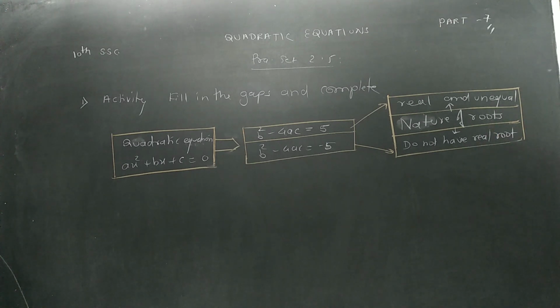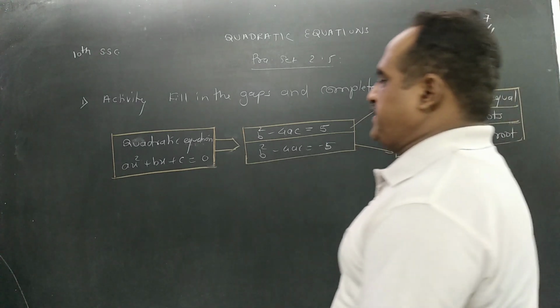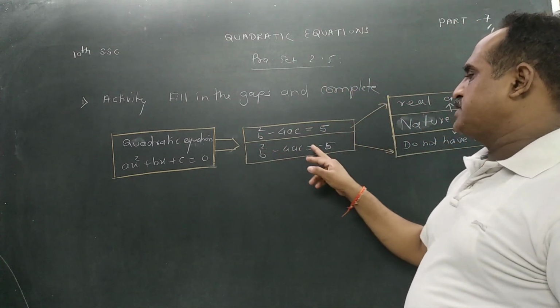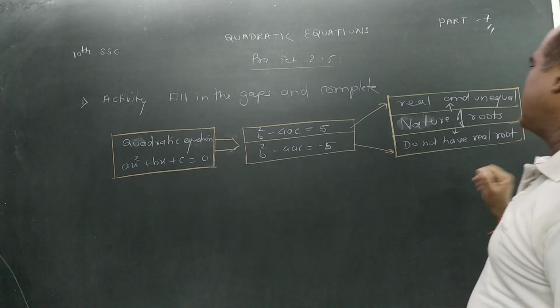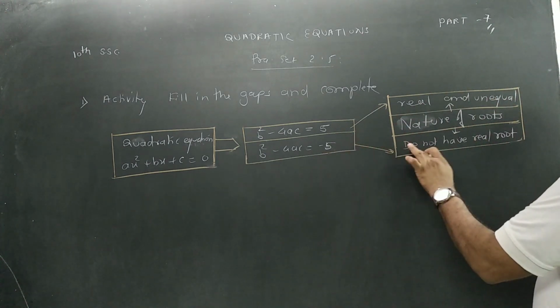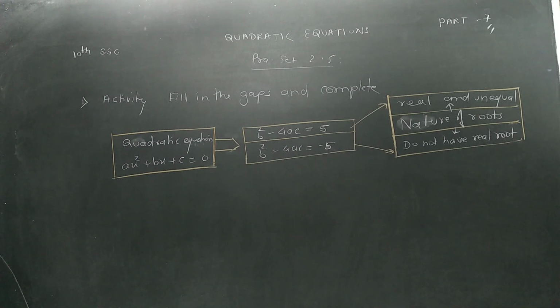Once again, in a quadratic equation ax square plus bx plus c is equal to 0, if b square minus 4ac is equal to 5, or b square minus 4ac is equal to minus 5, what is the nature? Real and unequal. Or if it is minus, it does not have what? Real root. This is there. You should know the concept properly, then we can write the answer. Copy down this one.